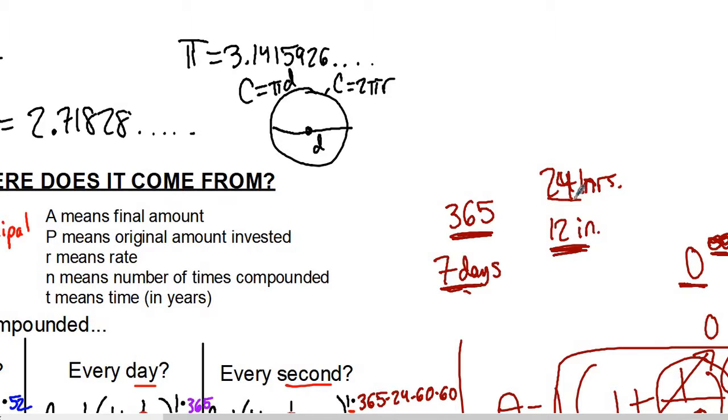But the point is, E is not like that. E is something that exists in nature, and it's relevant to how things grow relative to how big they start out as. So that's just a primer on what E is and where it comes from. It's the number 2.71828. We'll be using that further in our next problems.